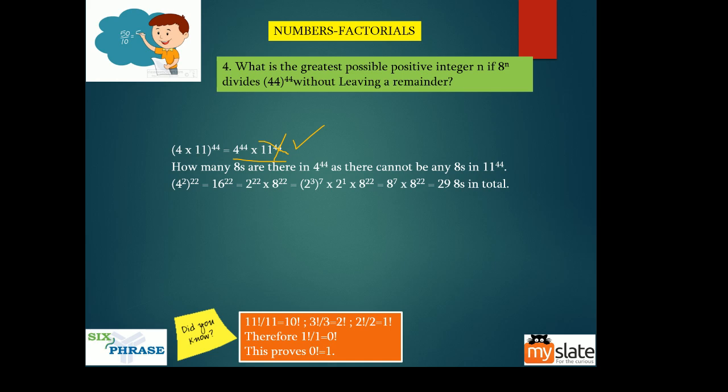Now 4 power 44, I will write it as 4 squared to the power 22, that is 16 power 22. 16 power 22 can be written as 2 power 22 into 8 power 22. So there are 22 eights here, but there are still some more eights here. This can be written as 2 cube into 7 into 2 power 1 into 8 power 22. I'm just splitting up 2 power 22 into these two. Now 2 cube is nothing but 8, so 8 power 7 into 8 power 22. So this is a total of 7 eights and 22 eights. 22 plus 7 is 29 eights. So 29 is the answer.